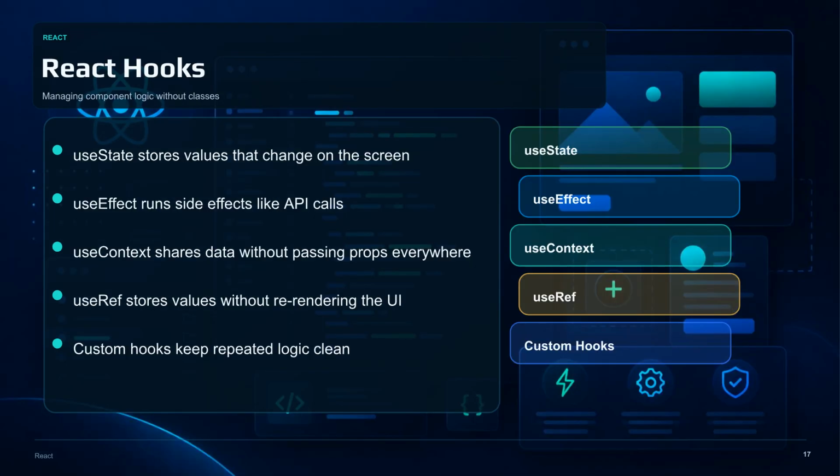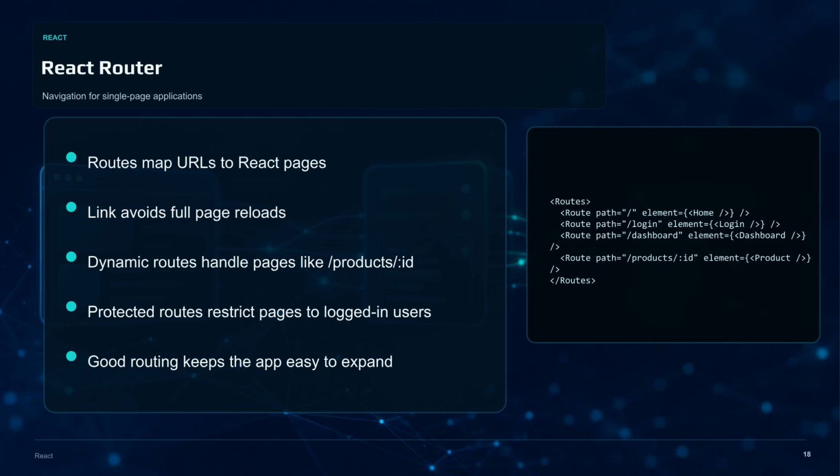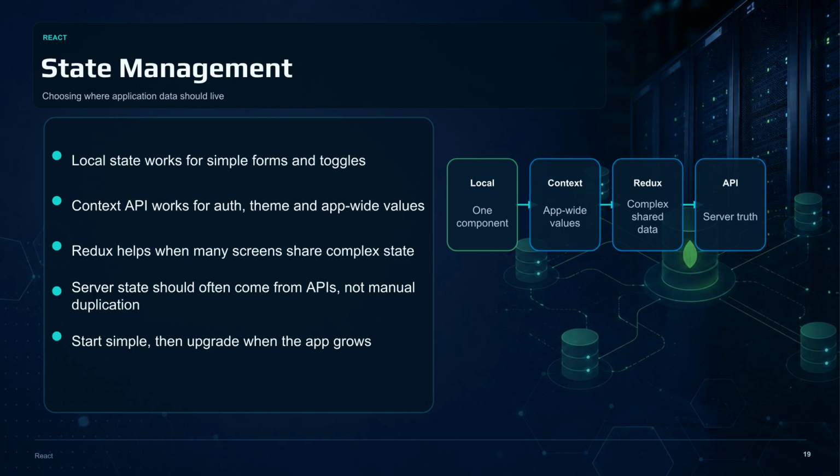React hooks allow you to manage state and logic without classes. Use useState for dynamic data, useEffect for side effects like API calls, useContext for data sharing, and custom hooks to keep your logic organized. React Router enables navigation in single-page applications. It maps URLs to specific components, allows for dynamic routing, protects routes for authenticated users, and improves performance by preventing full-page reloads.